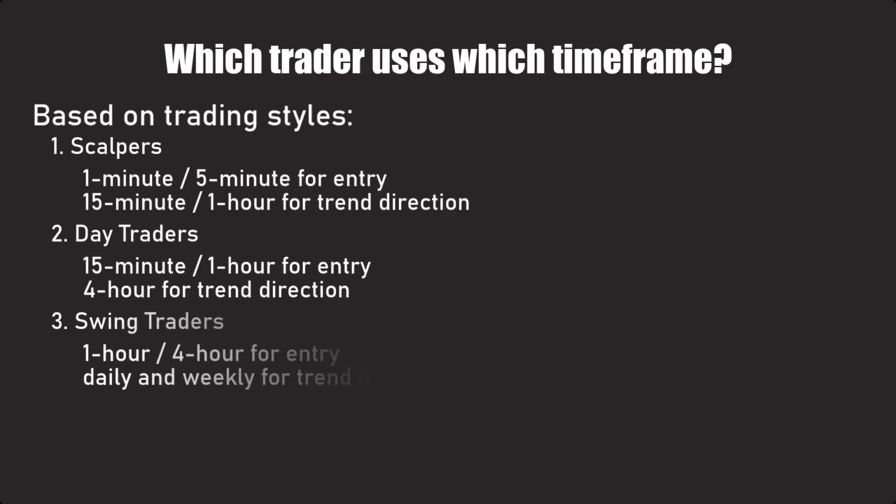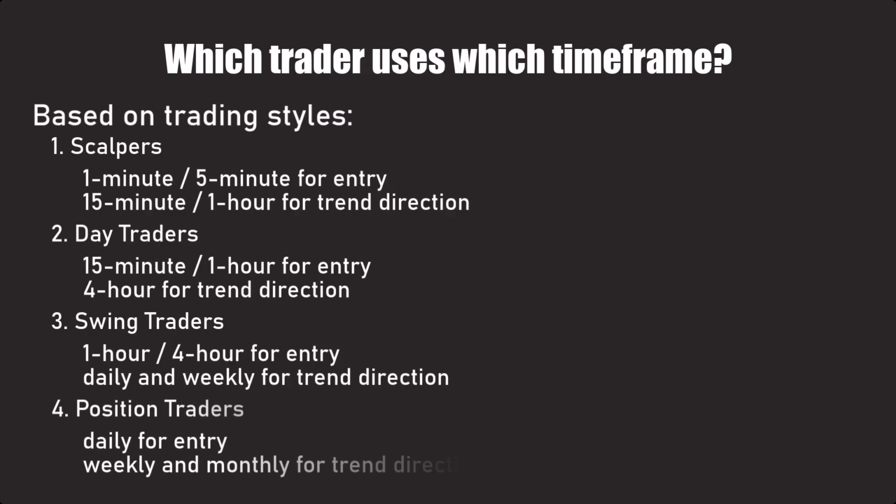Swing traders typically enter on 1-hour or 4-hour charts, but always confirm direction on the daily or even weekly charts. Position traders or investors rely on the weekly and monthly charts for direction and may fine tune entries on the daily chart. This way, every type of trader can apply multiple time frame analysis. It's just a matter of matching the right combination of charts with your style.